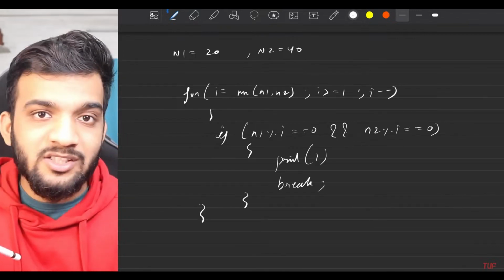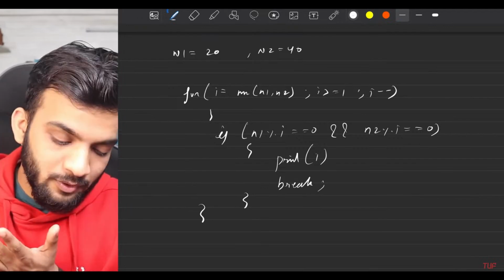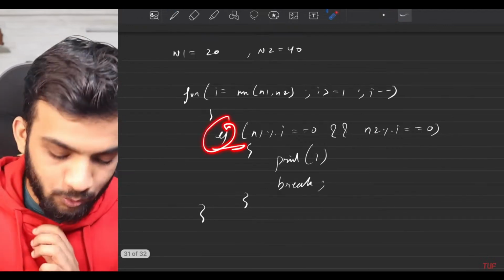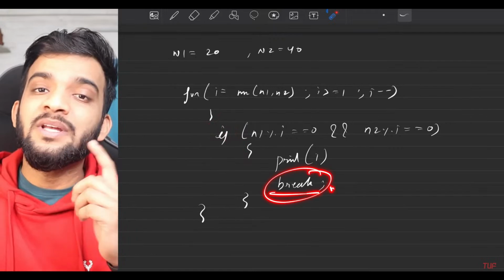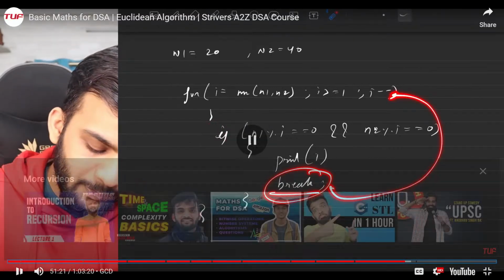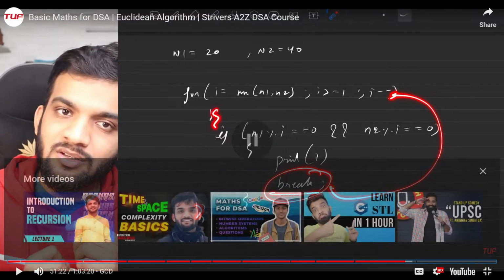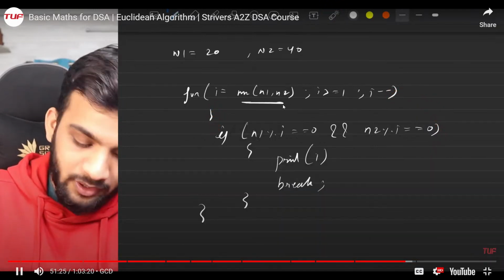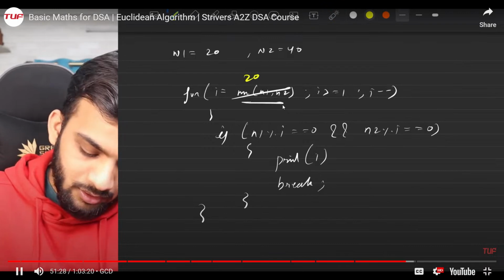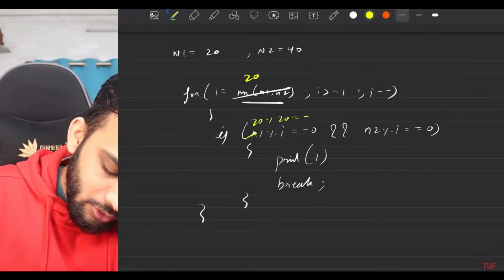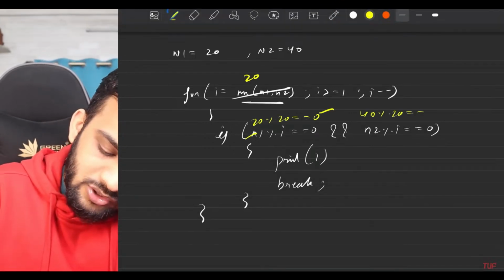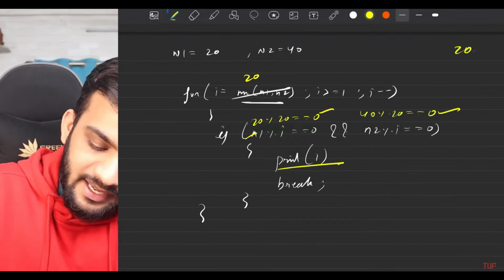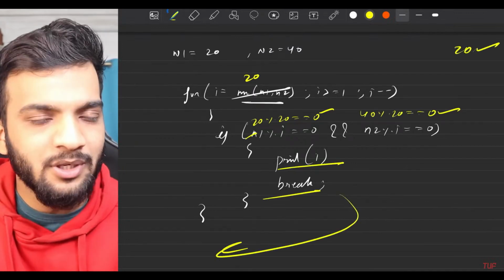And you know what is the task of break? It always breaks out from the outer loop. This is a conditional statement, not a loop. For this break, the loop that is outside it, it will break out from that. How does it work? The minimum of 20 and 40 is 20. So 20 modulo 20 equal to 0, yes. 40 modulo 20 equal to 0, yes. Print GCD as 20. Break. So the program terminates.